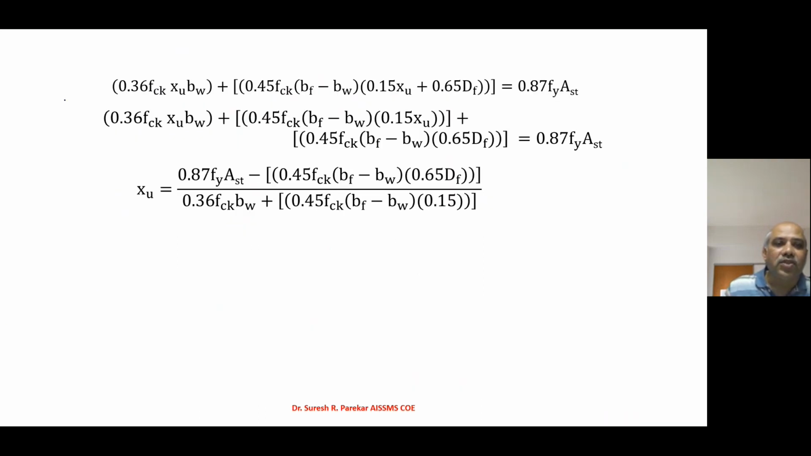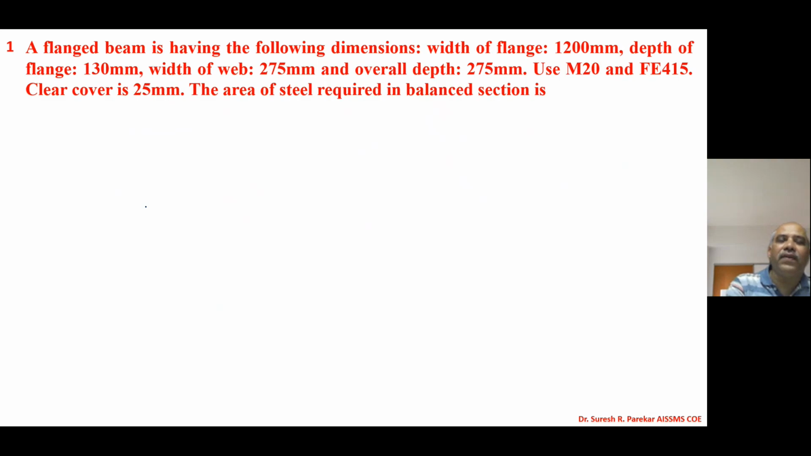So you can see this. 0.36 FCK XU BW plus 0.45 FCK BF minus BW, YF we have substituted over here, 0.15 XU plus 0.65 DF. And from this we are in a position to find out XU. And once we know the value of XU, we can find the value of MR also. So now we will go to problems on this.